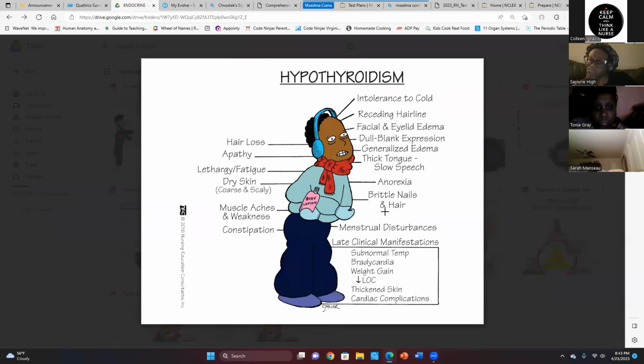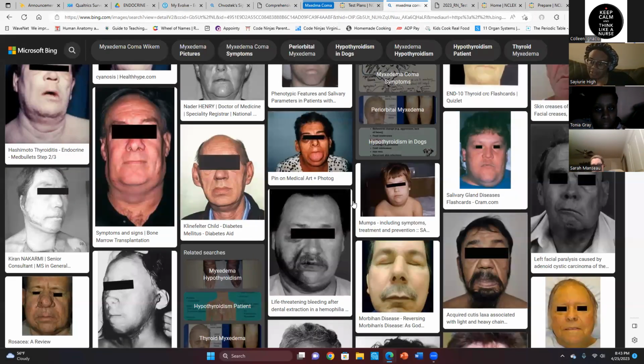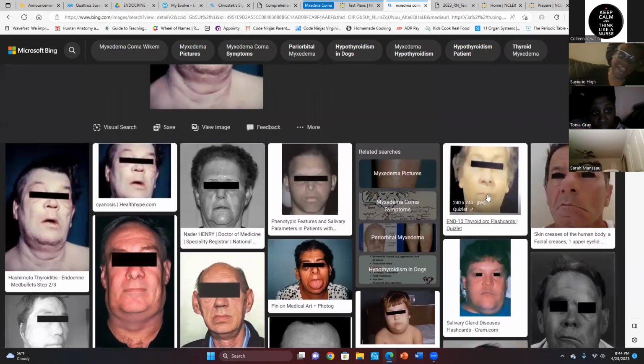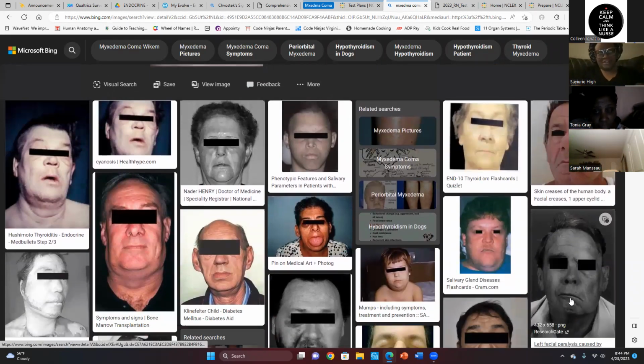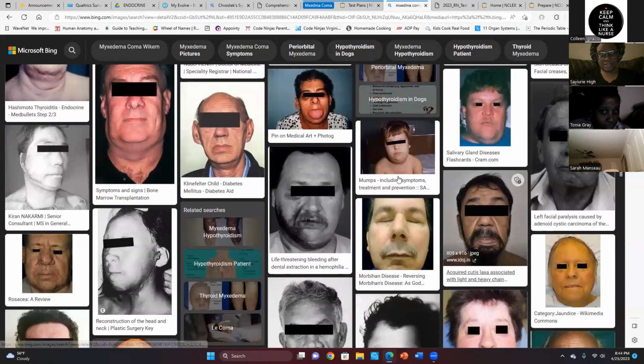Some of them look like they're having a stroke, with the left-sided weakness and drooping on the left side. Well, that could be something else. But this is the classic myxedema patient. And like this whole thick tongue, that's a part of it as well.